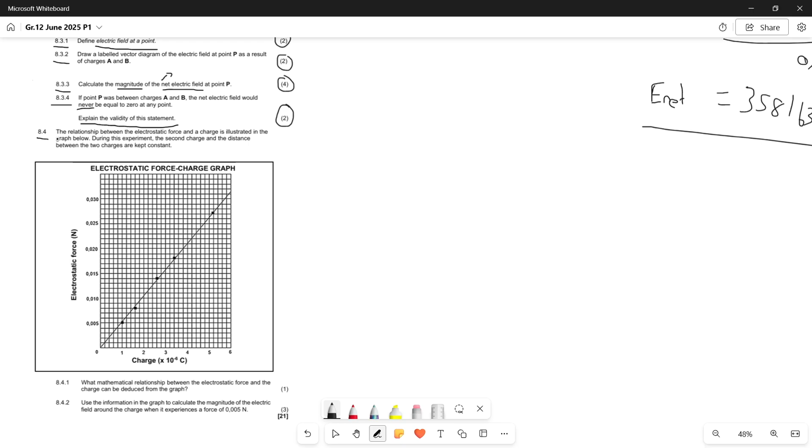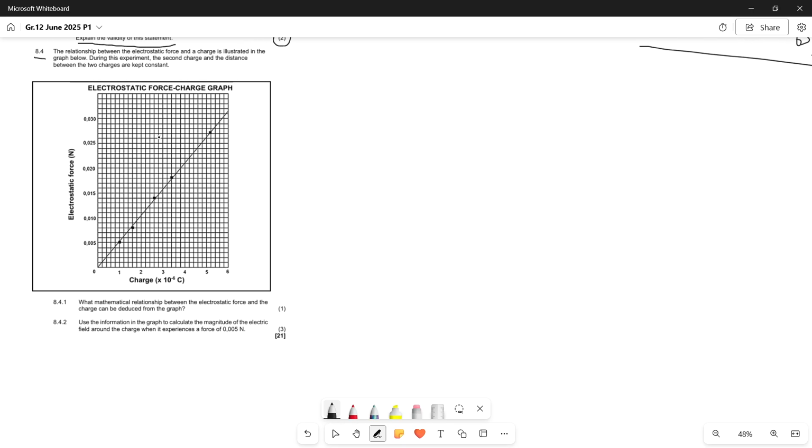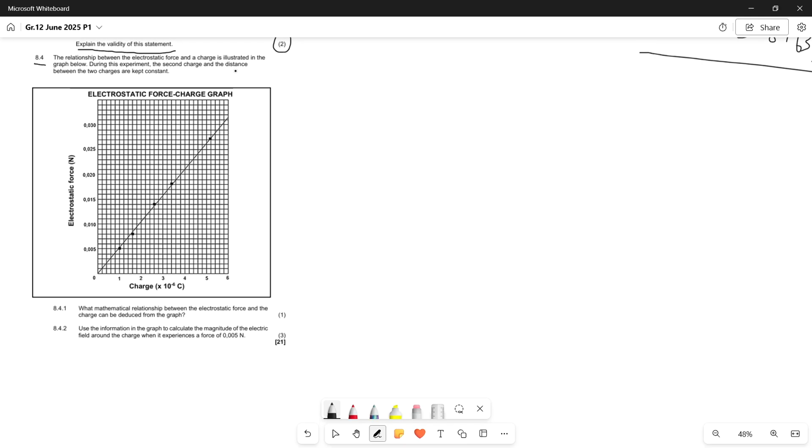And then 8.4 over here, it says the relationship between the electrostatic force and a charge is illustrated in the graph below. During this experiment, the second charge and the distance between the two charges are kept constant. So we could ignore the second charge and we can ignore the distance. So we have the electrostatic force charge graph.